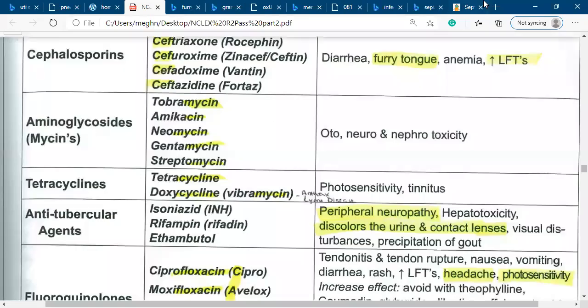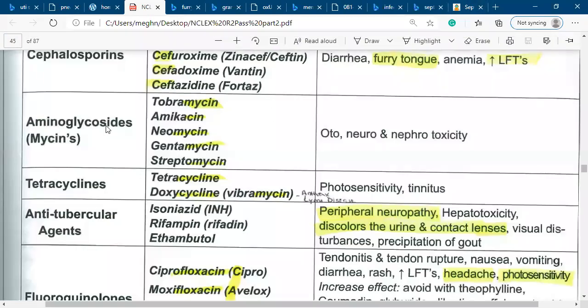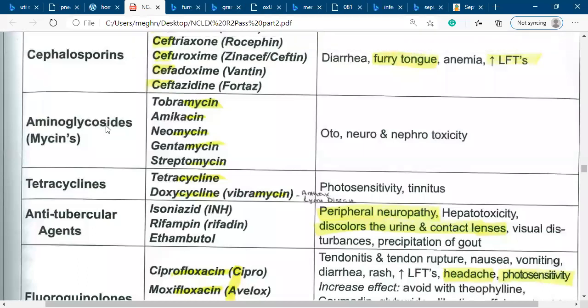So aminoglycoside, this is the antibiotic we use for any kind of bacterial infection, right? The most common aminoglycoside we use, gentamicin, we most commonly use in hospital for any kind of serious bacterial infection.